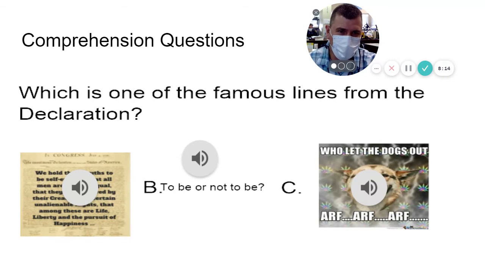Be sure you go on Schoology. You go back through this, read through it, and answer your comprehension questions at the end, and then submit it so you get credit for it.